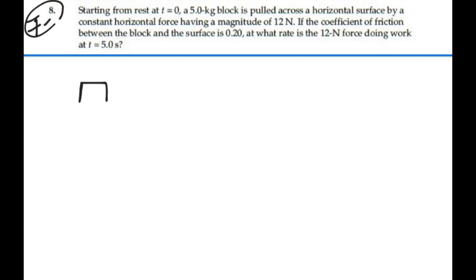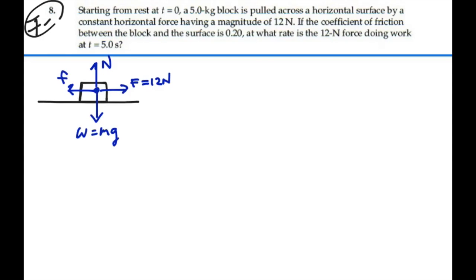Here's our situation for a free body diagram. We're going to have this force pulling on it equal to 12 newtons. There will be a frictional force against the motion. We don't know what that is yet. And of course we're going to have weight equal to mg and normal force going up. And presumably this thing will accelerate to the right under our net force. So that is our free body diagram.